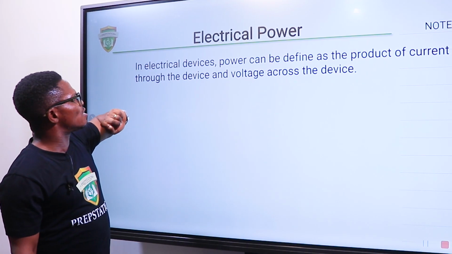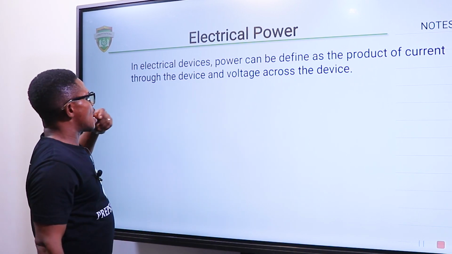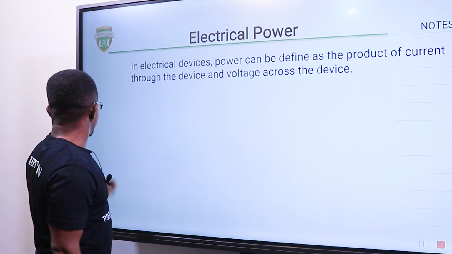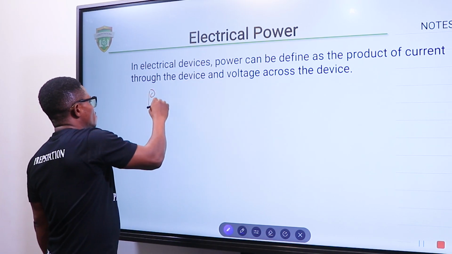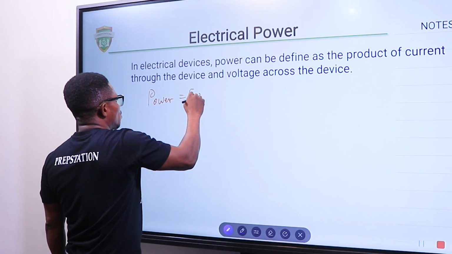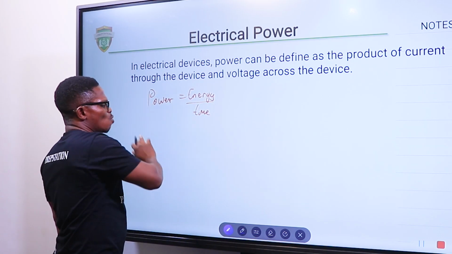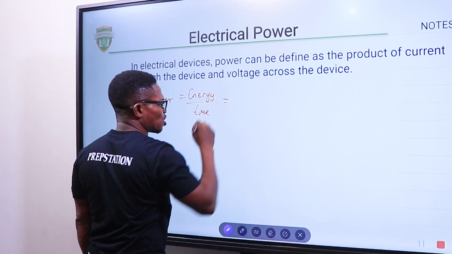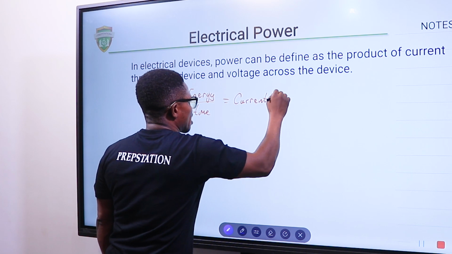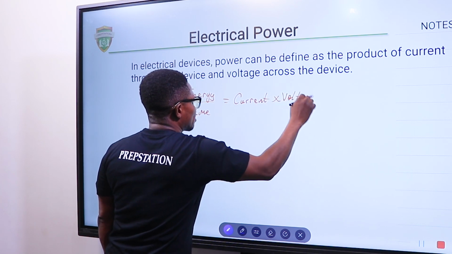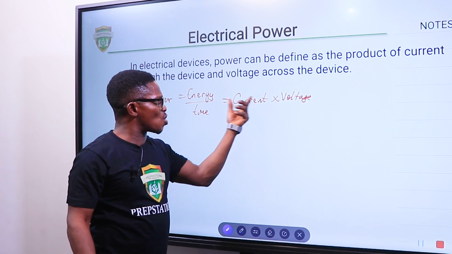Electrical power. Now, in electrical devices, power can be defined as the product of current through the device and voltage across it. Let me quickly differentiate this. Normally, the definition for power in mechanics is simply energy over time. That is mechanical power. But in electrical power, the definition is different. The definition is simply current times voltage. So take note of that. Power in mechanics is energy over time, but power in electricity is current times voltage.